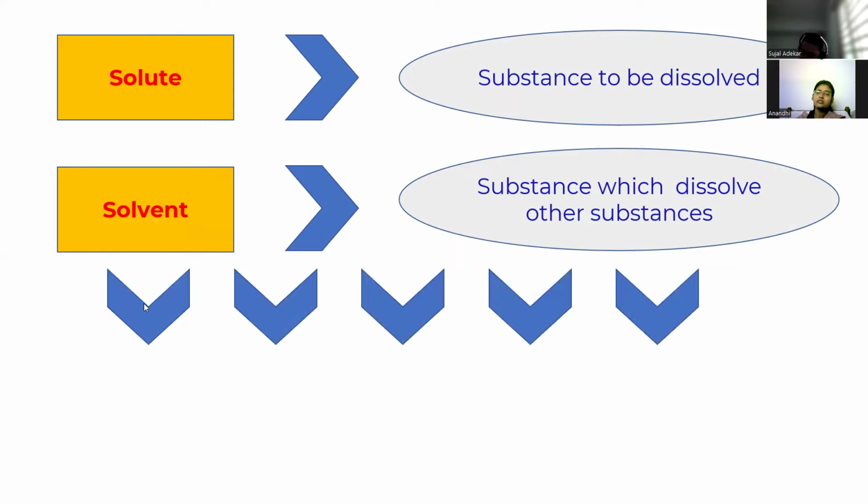Mostly, the solute will be present in a very lesser amount, and the solvent will be present in a very greater amount. The solute is present in a smaller amount than the solvent. And the solution is equal to solute plus solvent. Solute plus solvent will give you the solution. Got it? So let's see some examples.